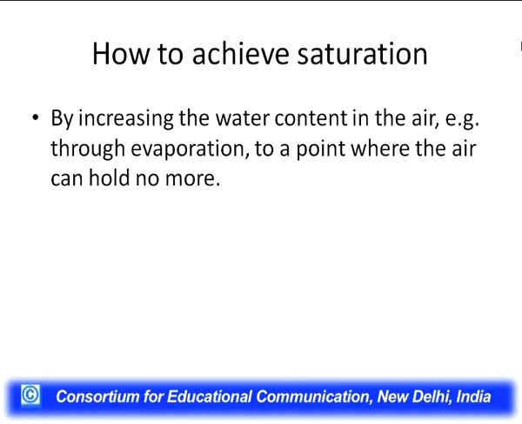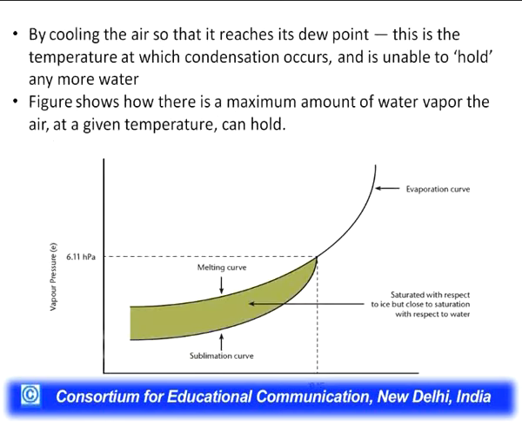One is by increasing the water content in the air, I mean water vapor, which should keep on increasing through evaporation until it reaches a point where the atmosphere cannot hold any further water vapor. The second one is by cooling the air so that it reaches its dew point. This is the temperature at which condensation occurs. We have discussed this earlier also, but here we will see it diagrammatically, where one can understand it in a better manner. This figure shows the maximum amount of water vapor the air at a given temperature can hold. Here in this curve, there is an evaporation curve.